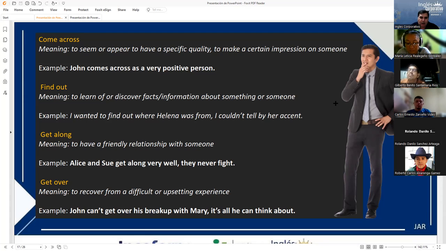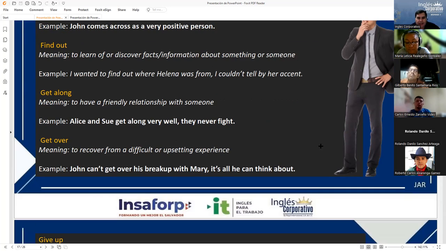Get along, to have a friendly relationship with someone, to have a good relationship with someone. Do you two get along? Alice and Sue get along very well. They never fight. Get over, meaning to recover from a difficult or upsetting experience. Maybe you are terribly sick, and then you take medicine and little by little you get over it.